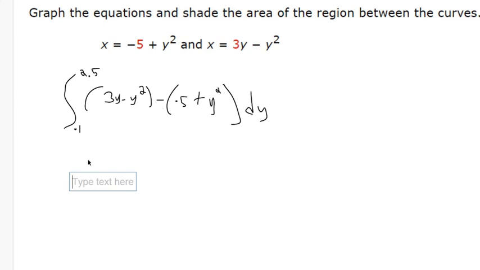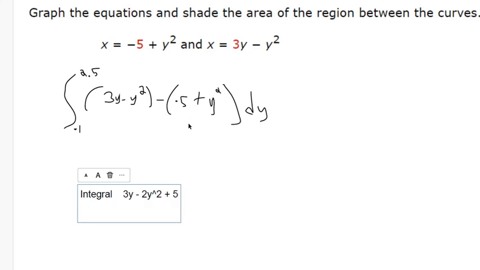So it's still the integral. It's 3y. It doesn't combine with anything. We got -y squared minus y squared, so that's now minus 2y squared. And then subtracting a -5, so that's plus 5. So the antiderivative is going to be 3/2 y squared for that first term. It's going to be 2/3 y to the third for the second term, and then it's 5y for the third term. And then if we plug in the limits of integration, the top one is 2.5.